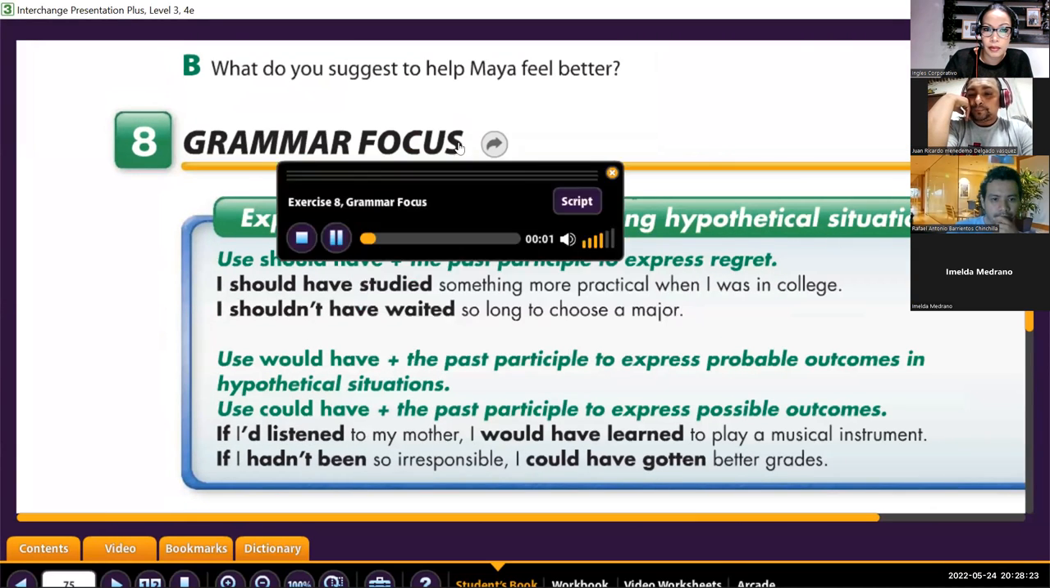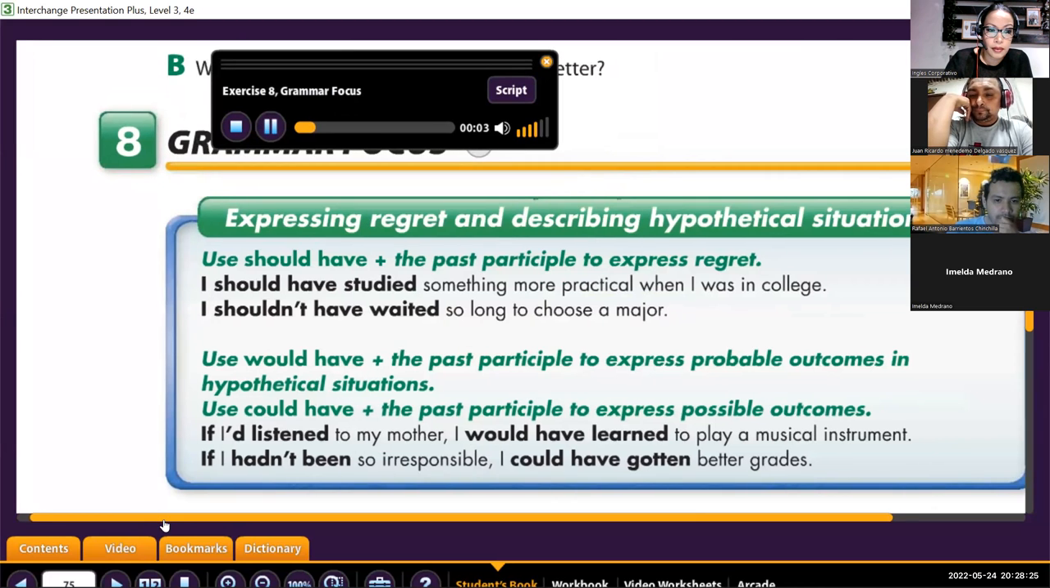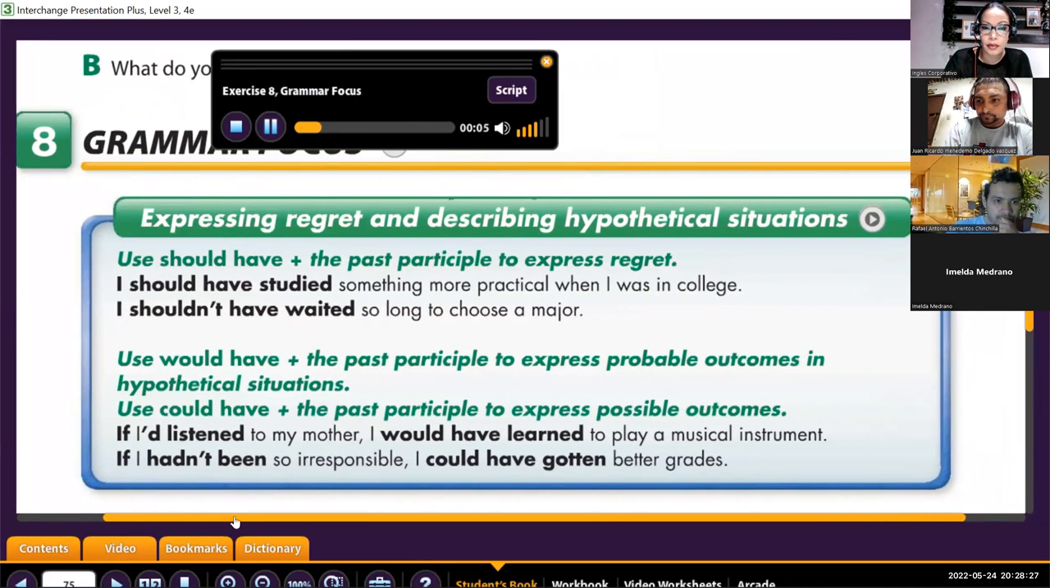Page 75, Exercise 8, Grammar Focus. Expressing regret and describing hypothetical situations. Use should have plus the past participle to express regret. I should have studied something more practical when I was in college. I shouldn't have waited so long to choose a major.